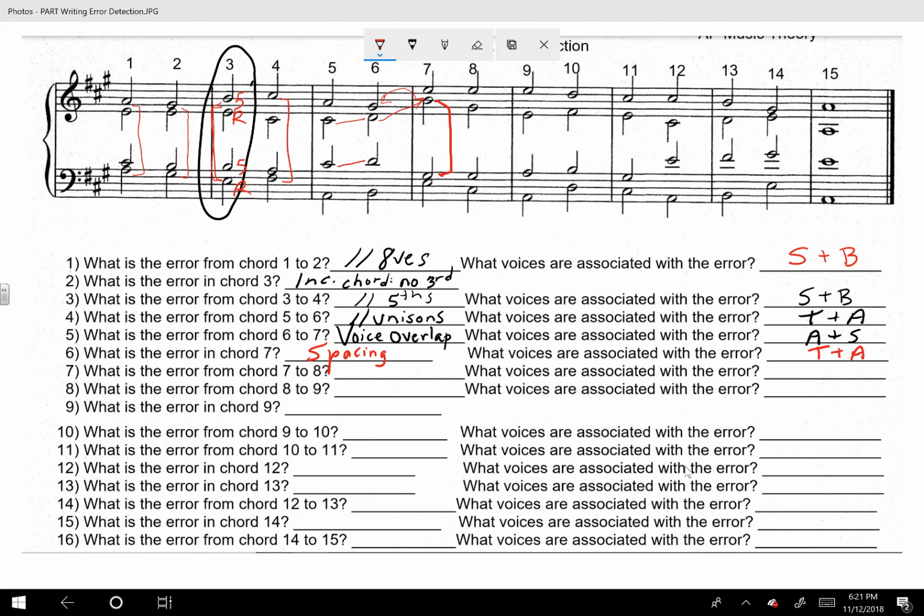Number 7, what is the error from chord 7 to 8? Parallel fifths. That can be found between the bass and the alto. E to B and C to G. That is forbidden.